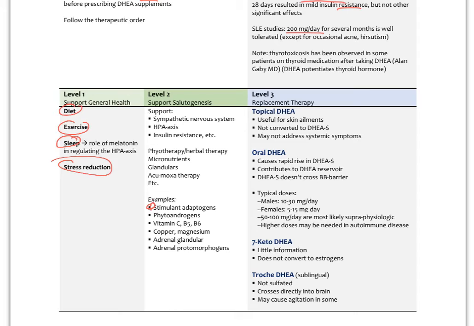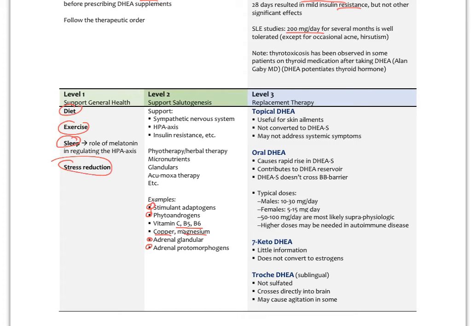And then phytoandrogens really support testosterone production, so I'll talk about those later in the male reproductive section. Vitamin C, B5, B6 are all cofactors for adrenal steroidogenesis, as are copper and magnesium. And then adrenal glandulars or protomorphogens we can think about as giving the right nutrition to the adrenals to maybe help them function better. So I'm usually starting with level 1 and level 2 first.